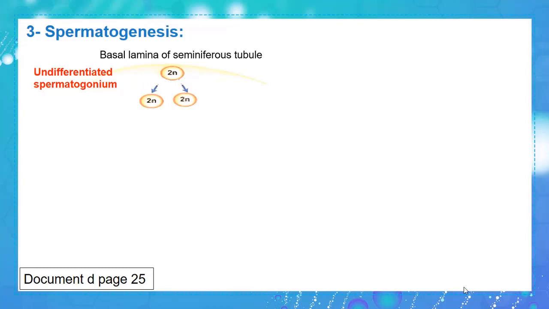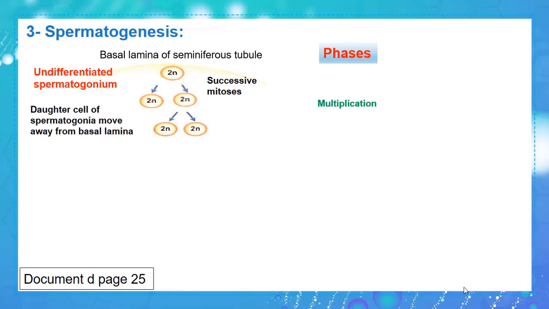Those germ stem cells continuously multiply by successive mitotic divisions that produce similar cells that stay at the lamina as well. This is the multiplication phase of the spermatogenesis. But starting from puberty, few spermatogonia periodically move away from the lamina towards the center and enter an interphase to become spermatocytes 1. This is the growth phase of spermatogenesis.